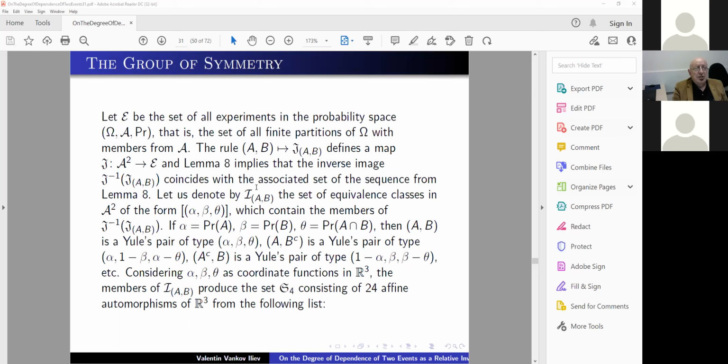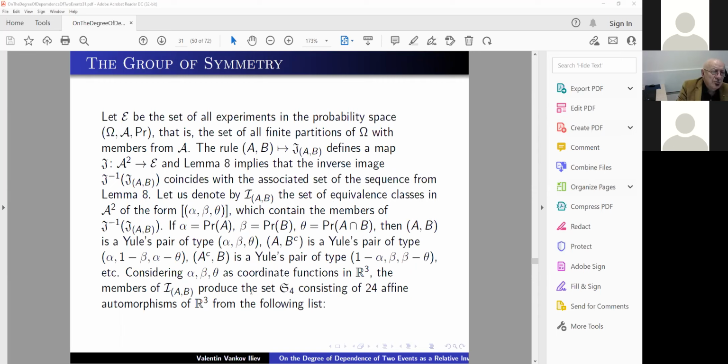So we denote by I alpha beta, AB, the set of equivalence classes in A2 of the form alpha beta theta, which contain the members of this inverse image. So here I repeat once again how to get the types. If AB has type alpha beta theta, then ABC is a pair of type alpha, 1 minus beta, alpha minus theta, and so on.